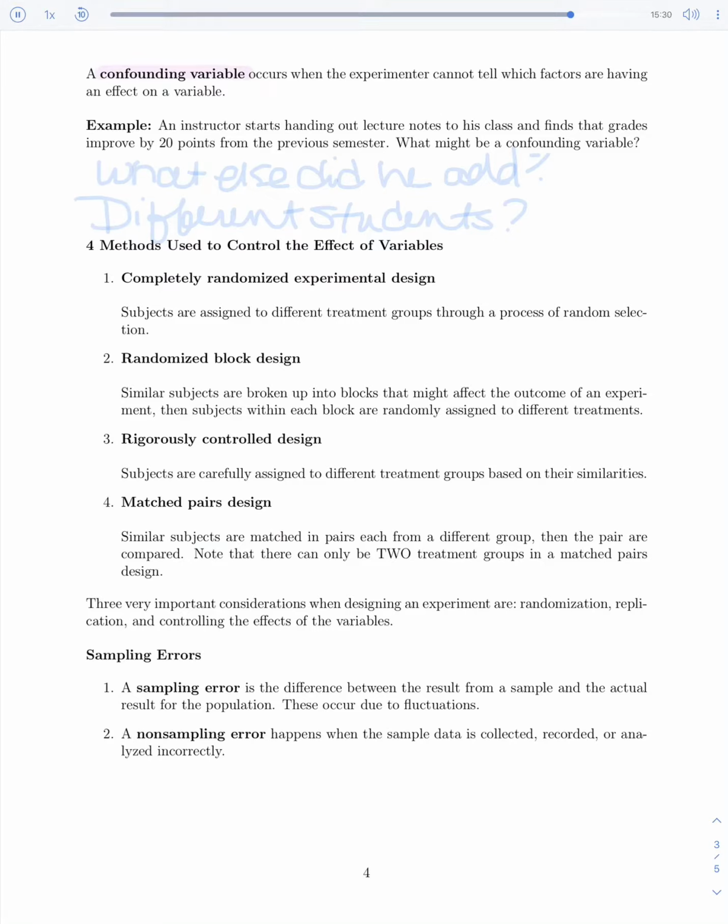The other thing that I really want to talk about, on this last page, is what's called a confounding variable. This happens a lot. When you're performing an experiment or trying to figure something out, it's very easy to accidentally have confounding variables. It's hard because the experimenter can't tell what is actually causing the changes.